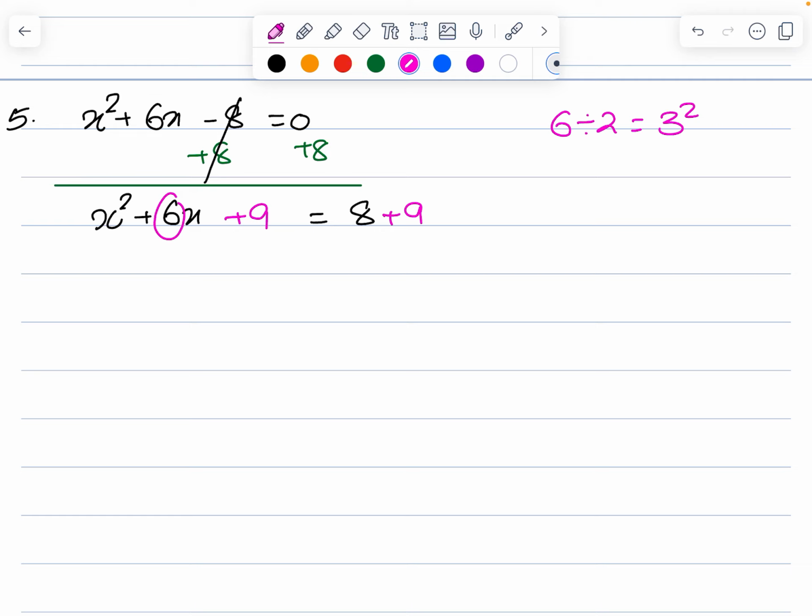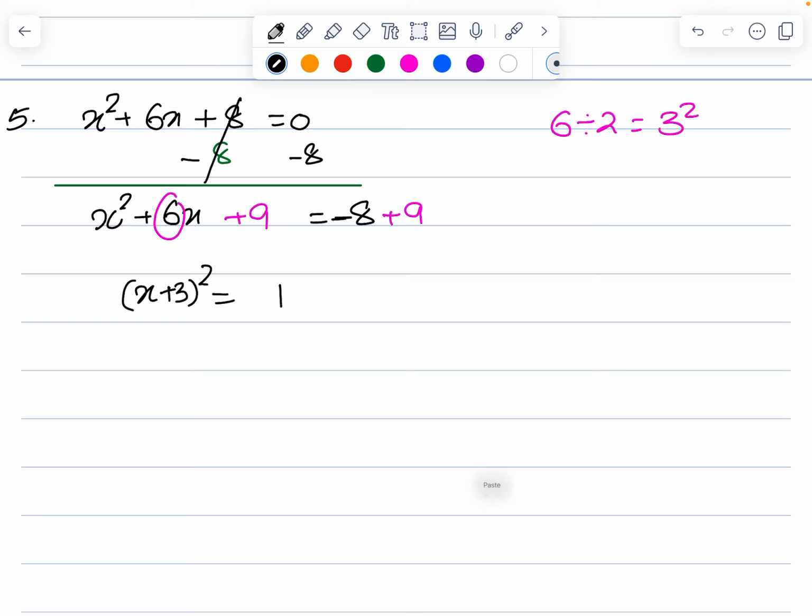If at all, for example, I change the question a bit so that it will be easy. So I will take positive 8. So what am I going to do? I am going to take negative 8 on either side. So it becomes x square plus 6x equals nothing but negative 8. Then I will be adding 9 on both sides. So what does that become now? (x plus 3) whole square equals 1.